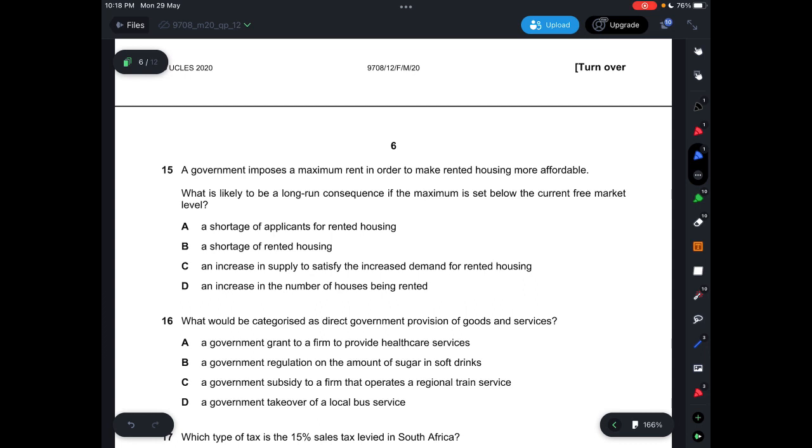So let's just take a look at the demand-supply curve again. So this one is a supply curve, and this is a demand curve. Maximum rent set below the current free market price means that there will be a shortage of rented housing.